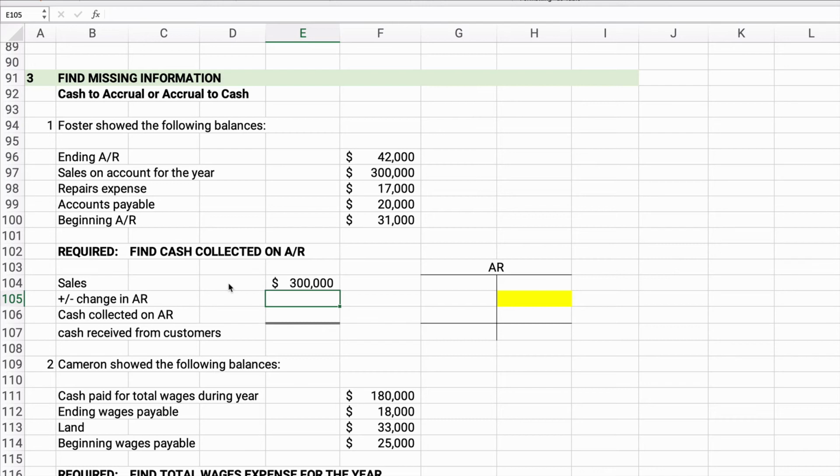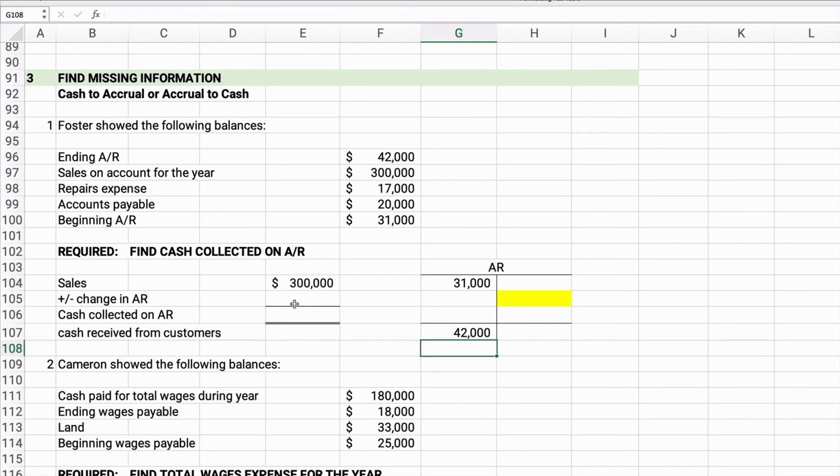Plus or minus the change in accounts receivable. Okay, the change in accounts receivable. We need to find the beginning accounts receivable and ending accounts receivable. So I'm going to put this on the little T account just so we kind of know. Our beginning accounts receivable is $31,000 and our ending is $42,000. Accounts receivable is an asset. If you have accounts receivable, you have the right to collect money in the future, but you're not collecting it currently, right? Because they owe you the money, you haven't collected the money.